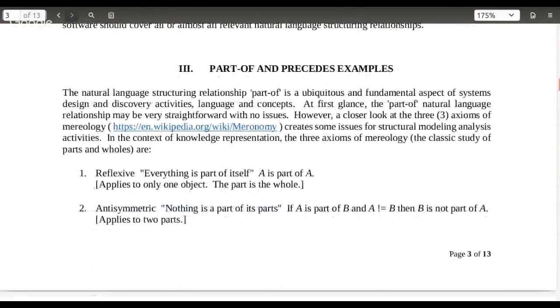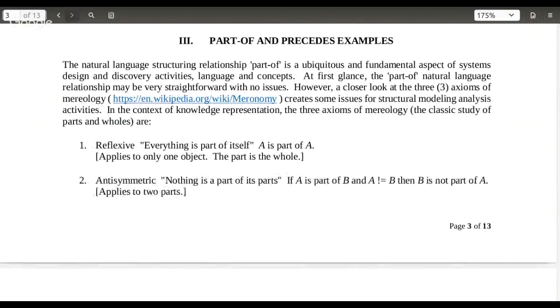And so part of and precedes examples here. We'll just kind of walk through the natural language structure and relationships as part of.